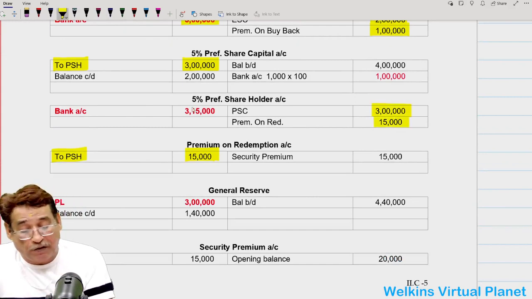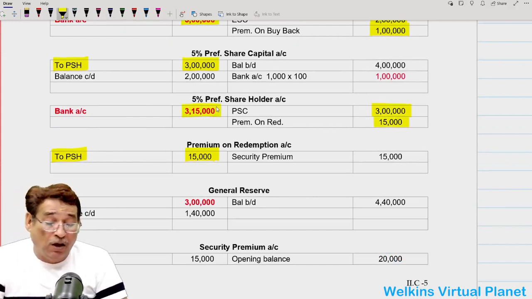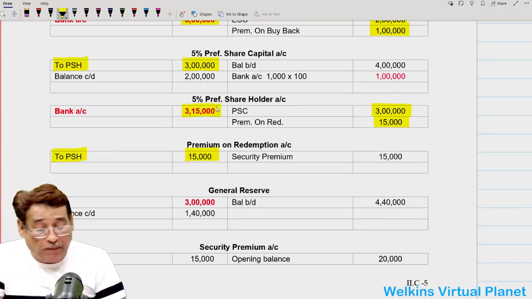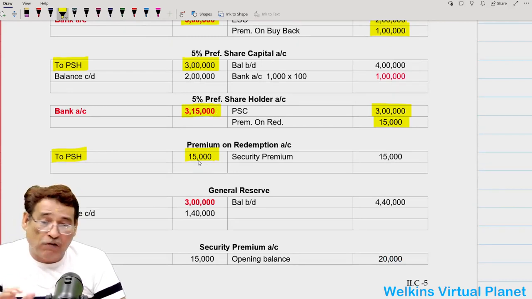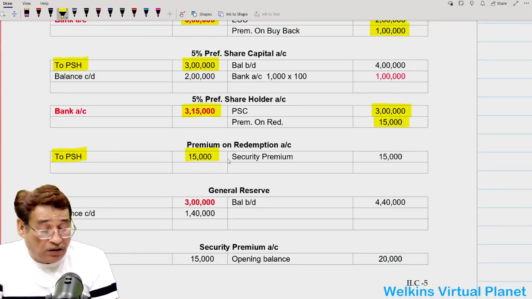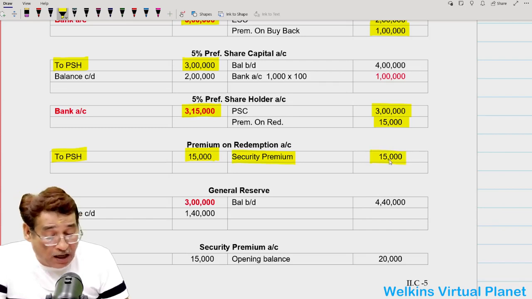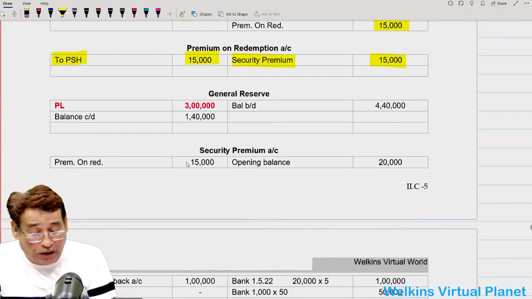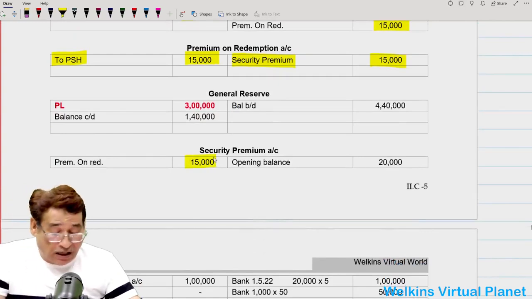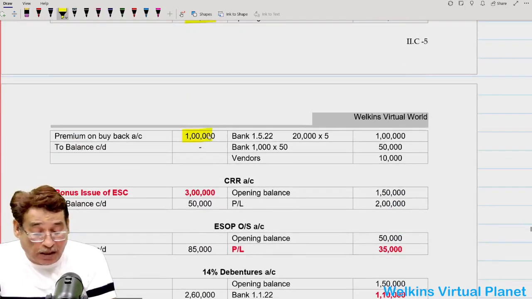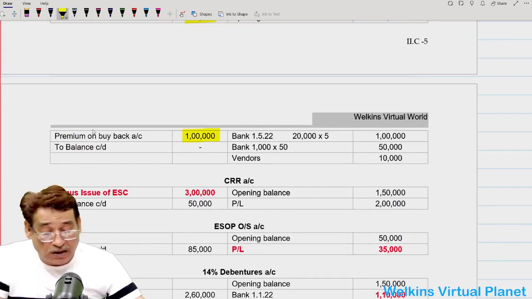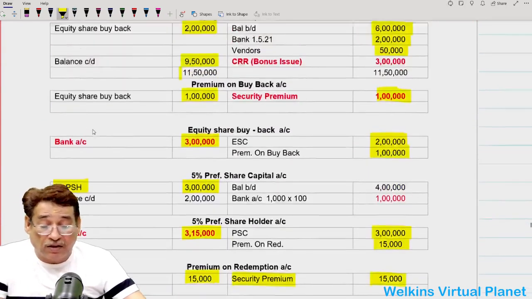Next entry is preference shareholder account debit to bank account. Then after that, whatever premium we have paid on preference share will be written off. This premium will be written off to security premium account. So I will write here by security premium, this account will get closed. And in the security premium account, I will write towards the debit side to premium on redemption. Correct. And similarly, we have written off premium on buyback 1 lakh. So this is how the situation is at this moment.